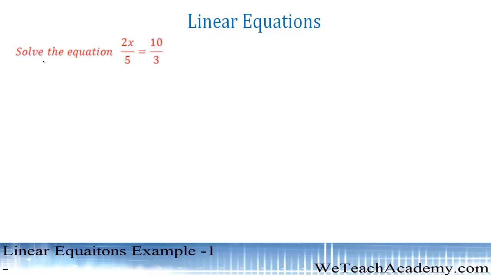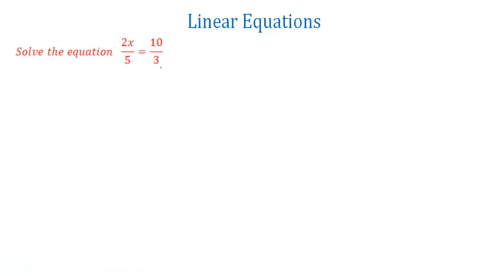Today in this presentation we are going to solve an example on linear equations. So let us solve the linear equation 2x divided by 5 is equal to 10 divided by 3. Let us solve this equation just by cross multiplying. So by cross multiplying we get 2x into 3 is equal to 5 into 10. That implies we get 2x into 3 as 6x is equal to, coming out to the right hand side, by multiplying 5 and 10 we get 50.